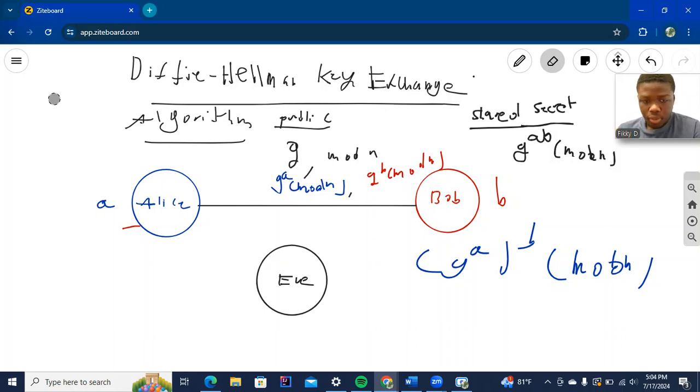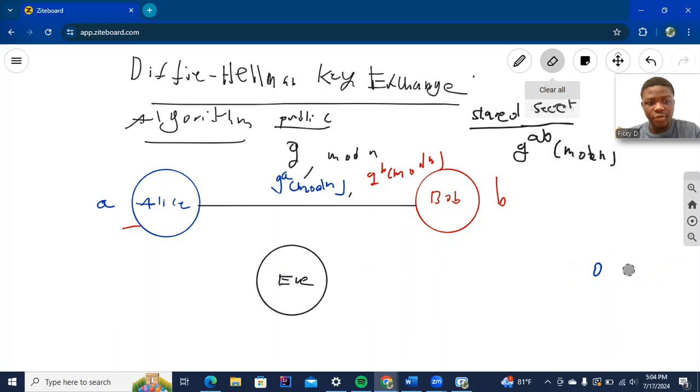And so the question now emerges is how would Eve undo all this? What she would have to do is find the value of A. You have to ask yourself this: the reason Alice can find G to the AB mod n is because she literally knows what A is, because she chose it. Same thing for Bob. So if Eve can find either A or B, we're literally cooked, and Eve can do the same thing those two people did to find the shared secret.